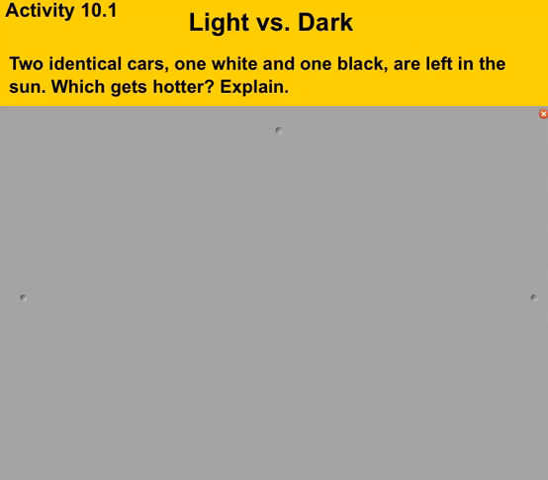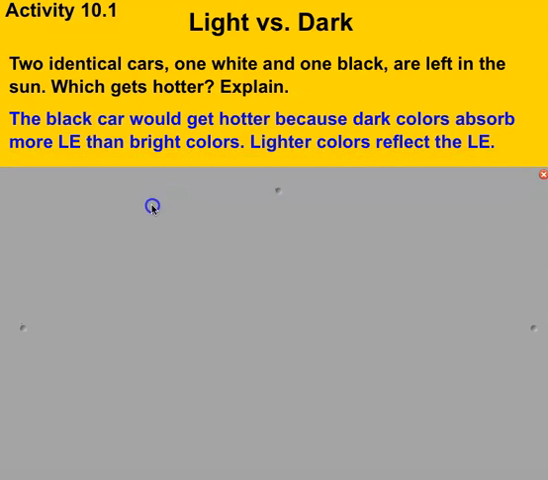Imagine if you had two identical cars, one white, so the car was white, the interior was a lighter color, and one was black. And they're both left out in the sun. Which one do you think is going to get hotter? Explain. Now, most of you know the answer to this. Well, the black car is going to get hotter because the dark colors absorb more light energy than bright colors. And you may not have an experience with a car doing this, but a lot of times if we have a dark sweater or a dark shirt on and we're outside, we get a lot hotter than if we had a light colored shirt. So we have a lot of experience with this.